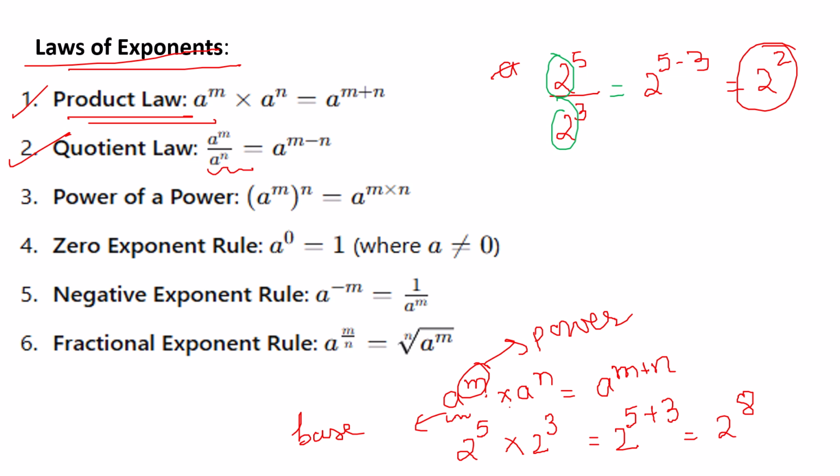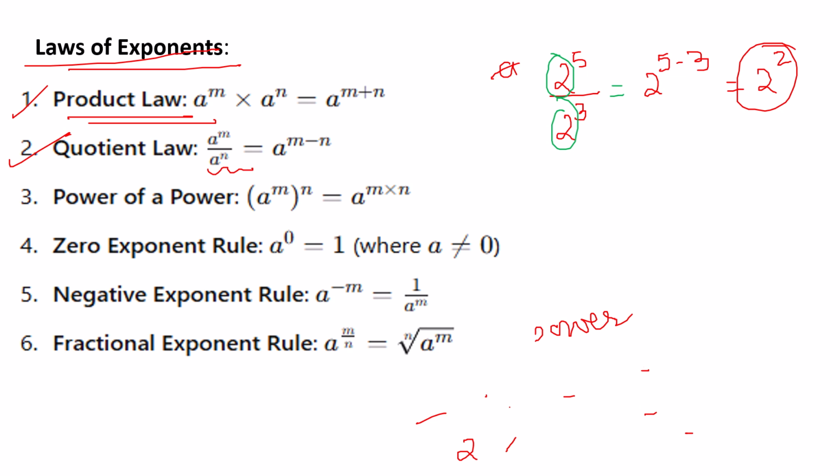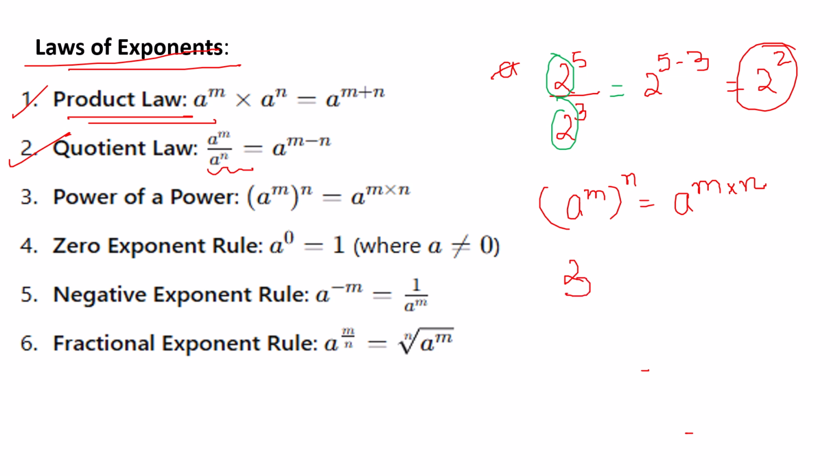Right? The third law says that a to the power m, whose whole power is n, is equal to a to the power m into n. So what does it mean? Let's change the number. हम number change करते हैं, 3 to the power 5 to the whole power 2. So it is equal to 3 to the power 5 into 2, which is nothing but 3 to the power 10. Right? This is the third rule, known as power of a power.